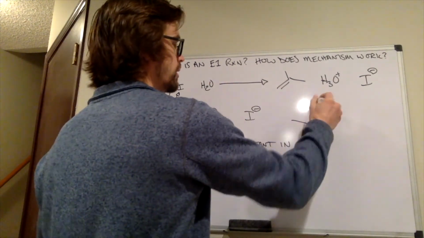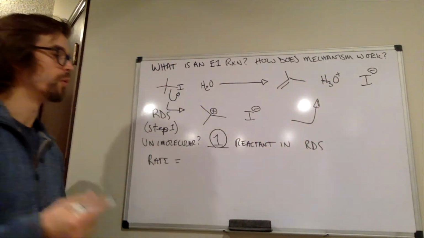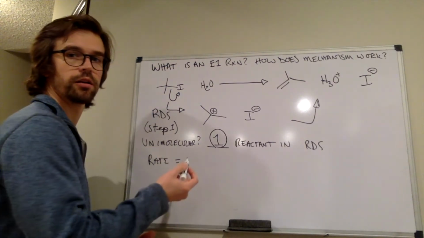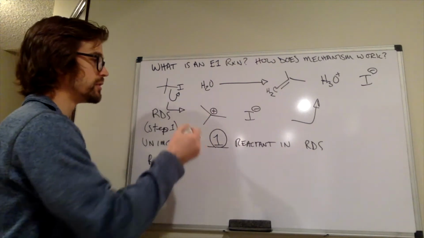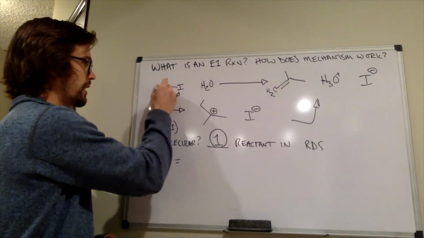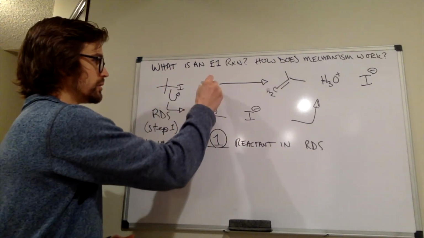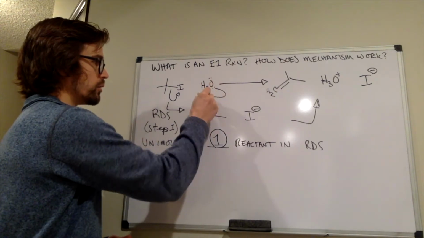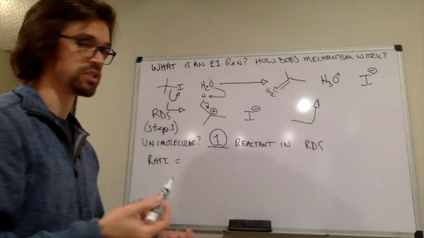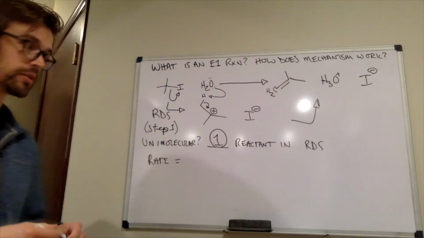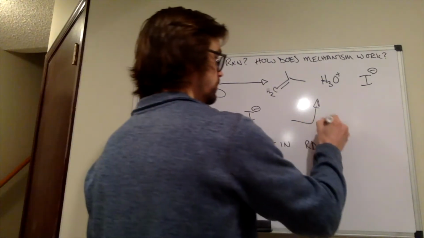So how do we get up to here? Well, we have to pull off a proton because there's only a CH2 here, but all three of those have CH3. So beta to that iodide are a bunch of hydrogens. So a water molecule can grab that hydrogen and do the elimination to provide that product. So this is step two.